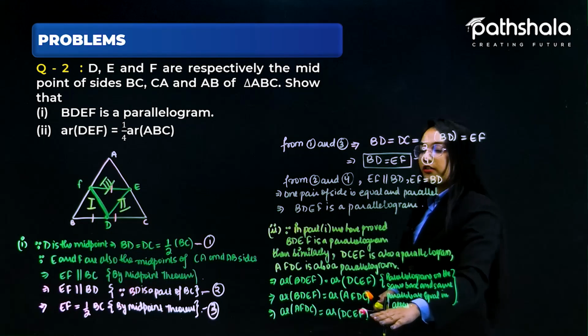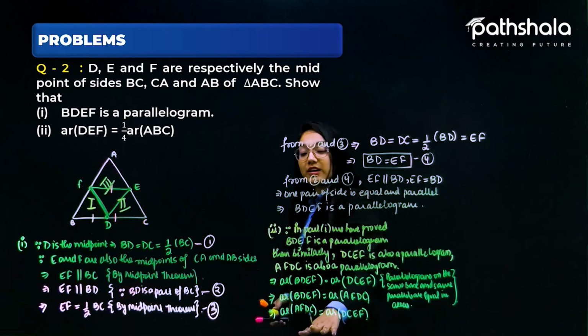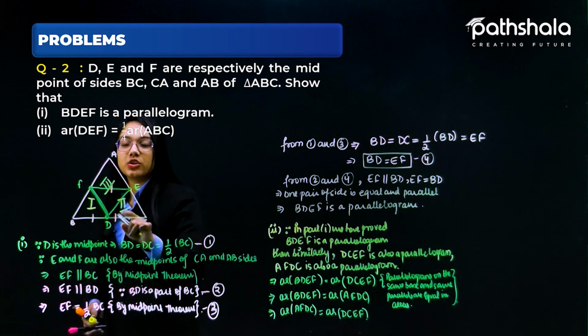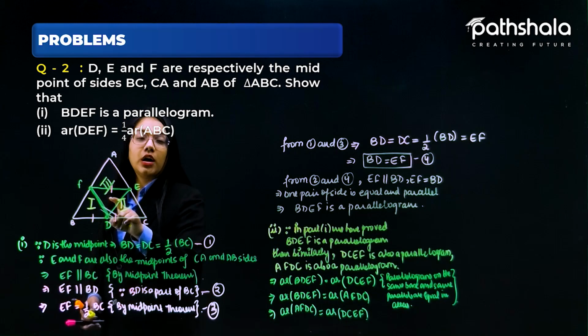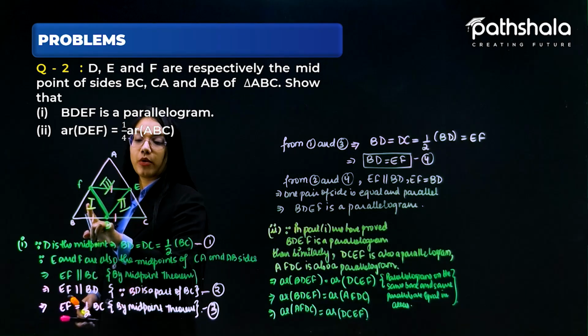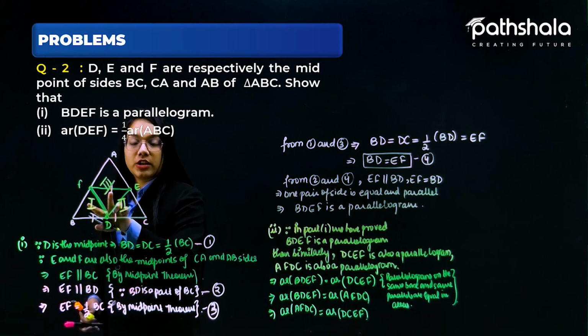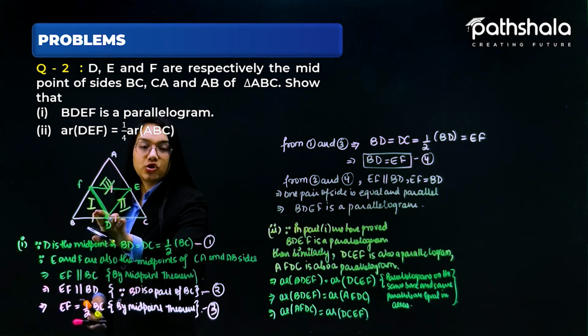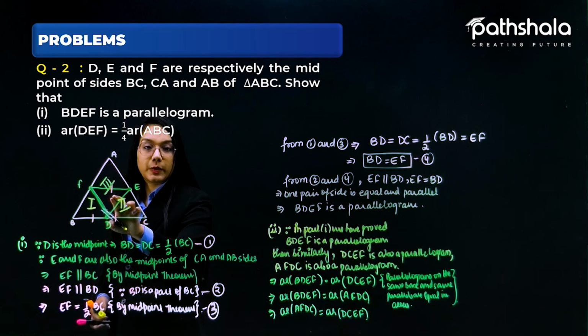Now furthermore, if their areas are equal to each other, let's count the number of times this particular triangle is coming in all of these. So if I'm talking about this parallelogram, we have this triangle and we have this triangle. So I'm just concerned about this particular triangle.